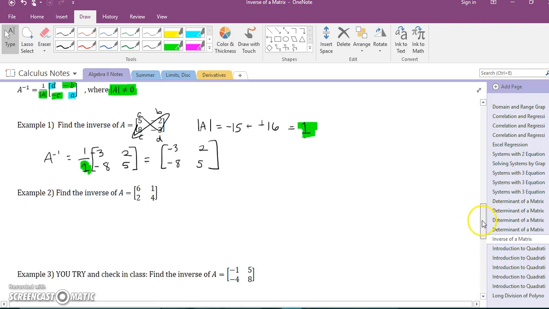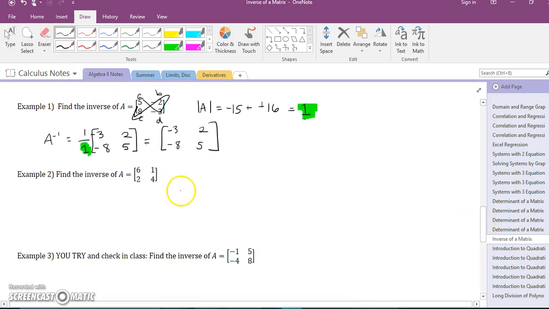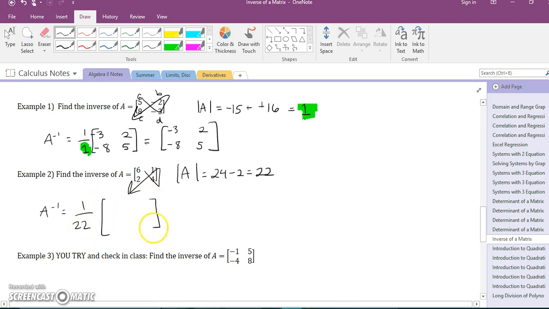Now I want to try one where the determinant is not 1, so it's going to be a little bit more work here. Not too bad, but just some fractions. If I get the determinant, I'm going to do 24 minus 2, which is 22. And the inverse is going to be now 1 over 22 times my switched matrix.